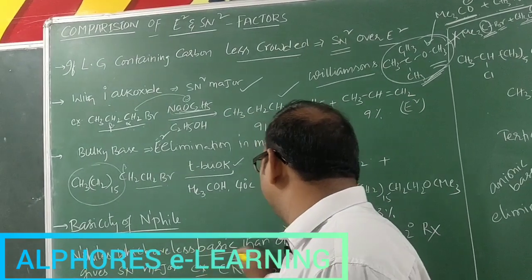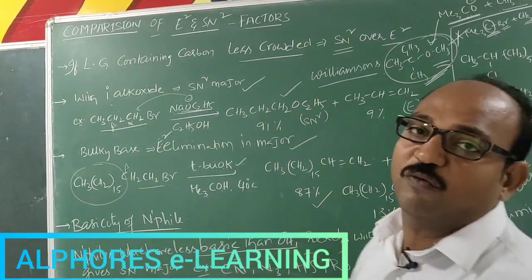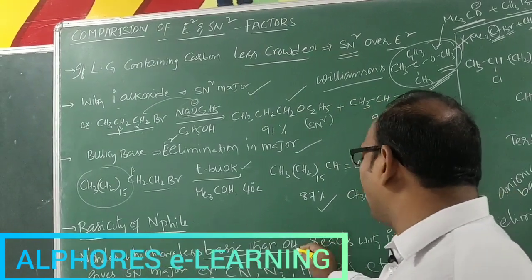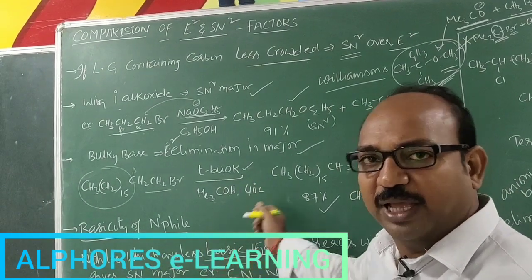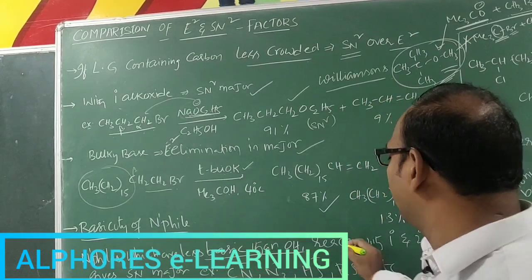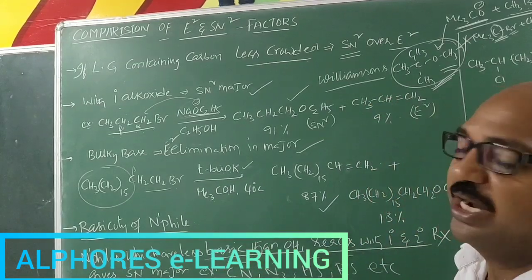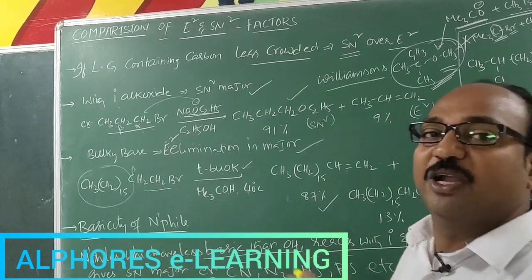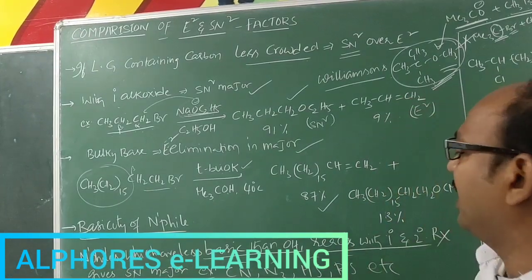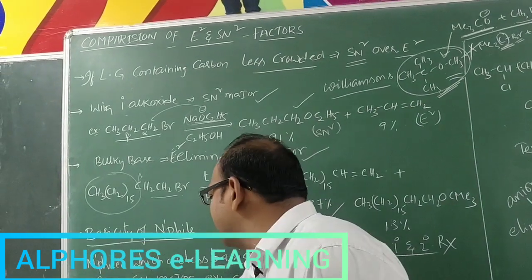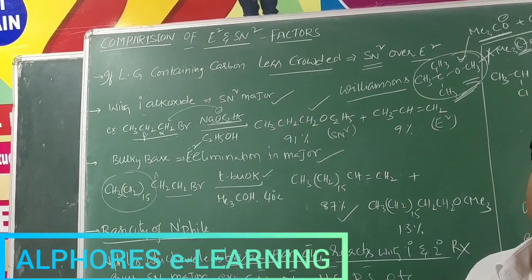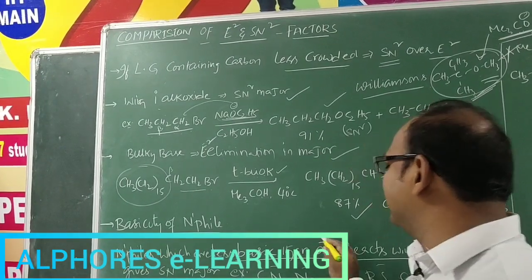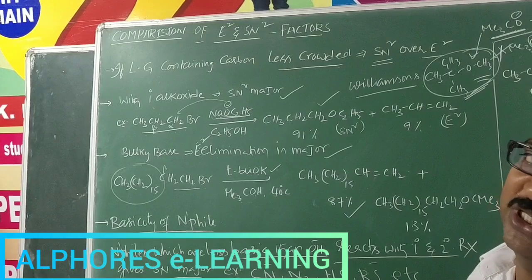Now, which are less basic than OH minus? Nucleophiles which are less basic than OH minus are obviously less nucleophilic than OH minus. In such a case, they react with primary and secondary, but we cannot expect that with tertiary; tertiary, whatever it may be. But with primary and secondary alkyl halides, they preferably give a substitution product as the major product instead of elimination. So compared to OH minus, which are less basic, how could you know?